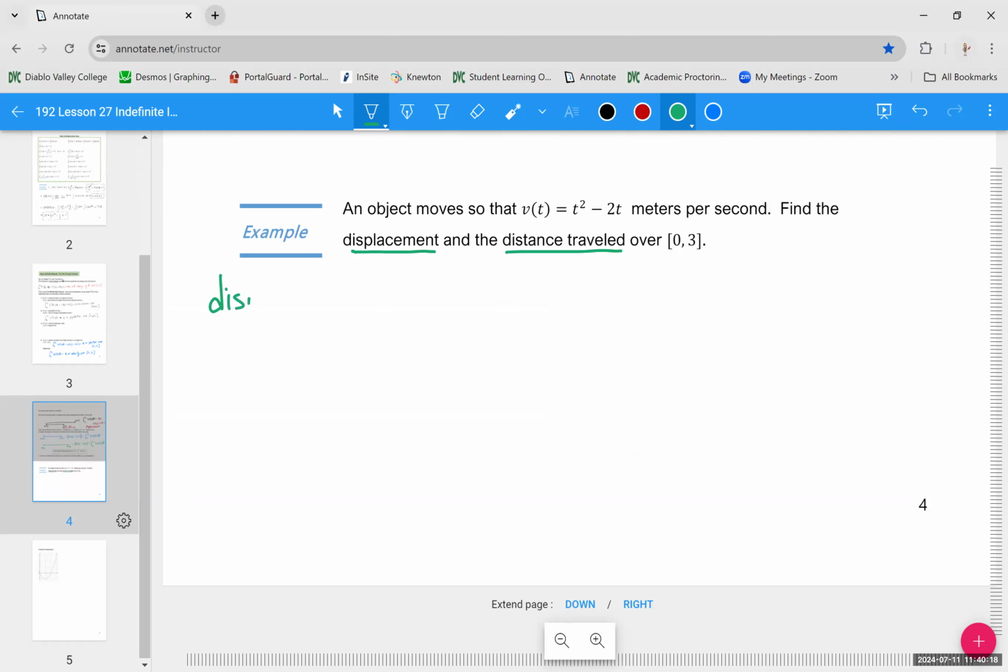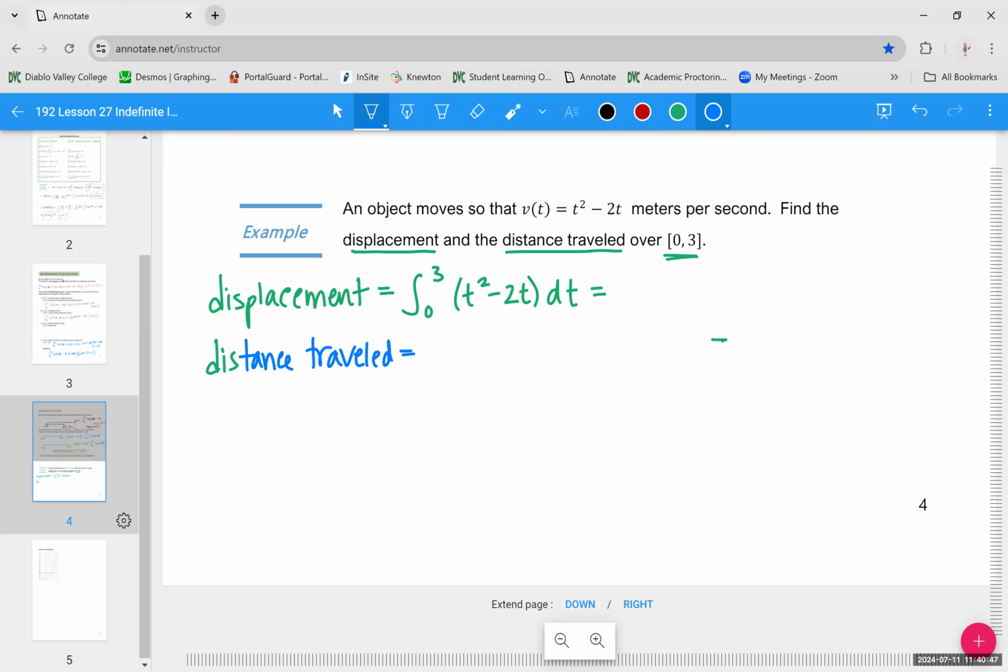So the displacement is the easy one, because all we have to do is integrate the velocity function over the given interval. No absolute value is required. But in order to do the distance traveled, we need to add absolute values, which means we're going to have to break it into a piecewise function. We have to figure out where is it 0, when is it positive, when is it negative, etc. Okay, so let's go ahead and finish the displacement first.